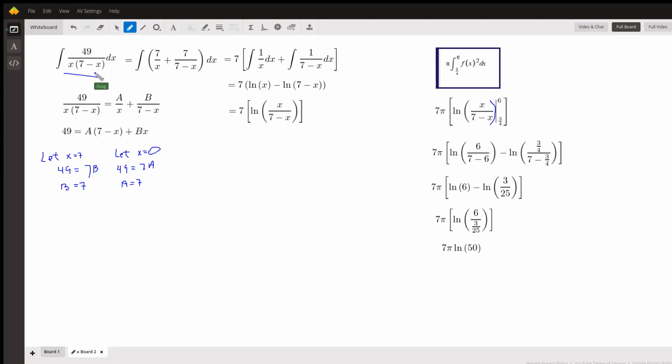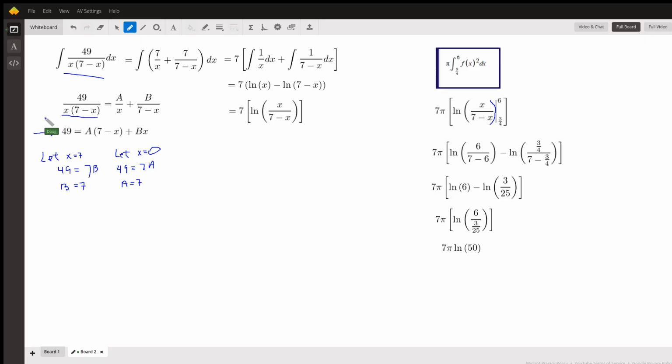Well, if you factor the denominator, you can use partial fraction decomposition. So 49 over x times 7 minus x, these are linear factors. So that has to be able to be broken down into a over x plus b over 7 minus x. If you multiply every term by this LCD, this is the equation you get.